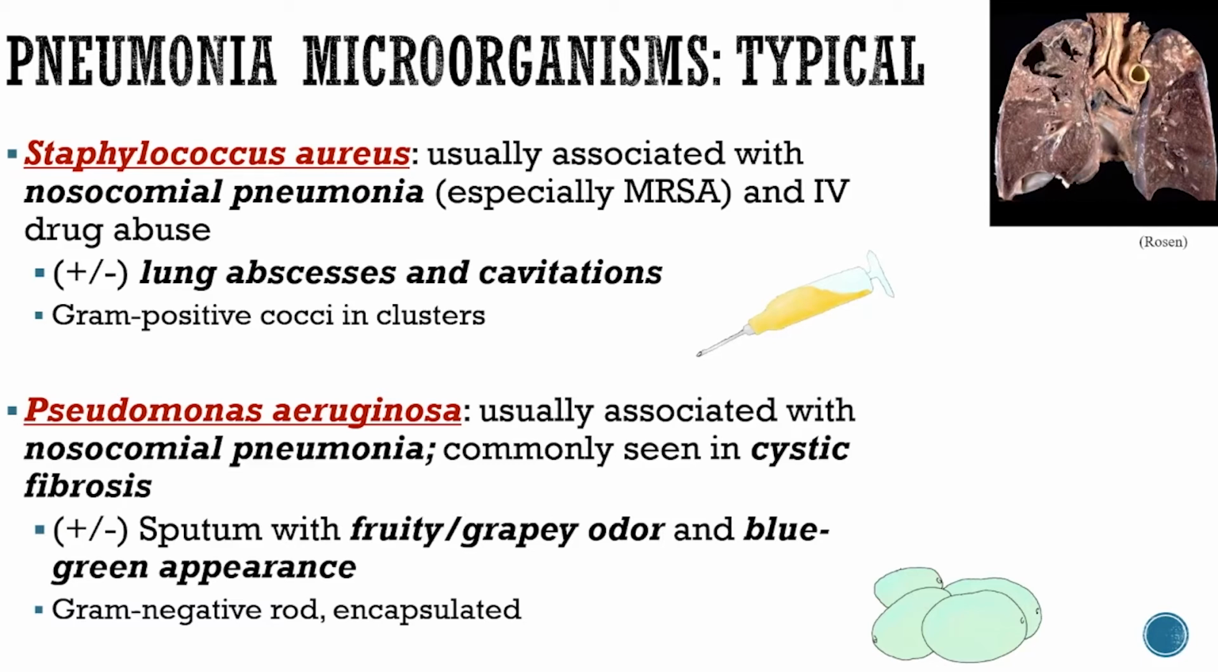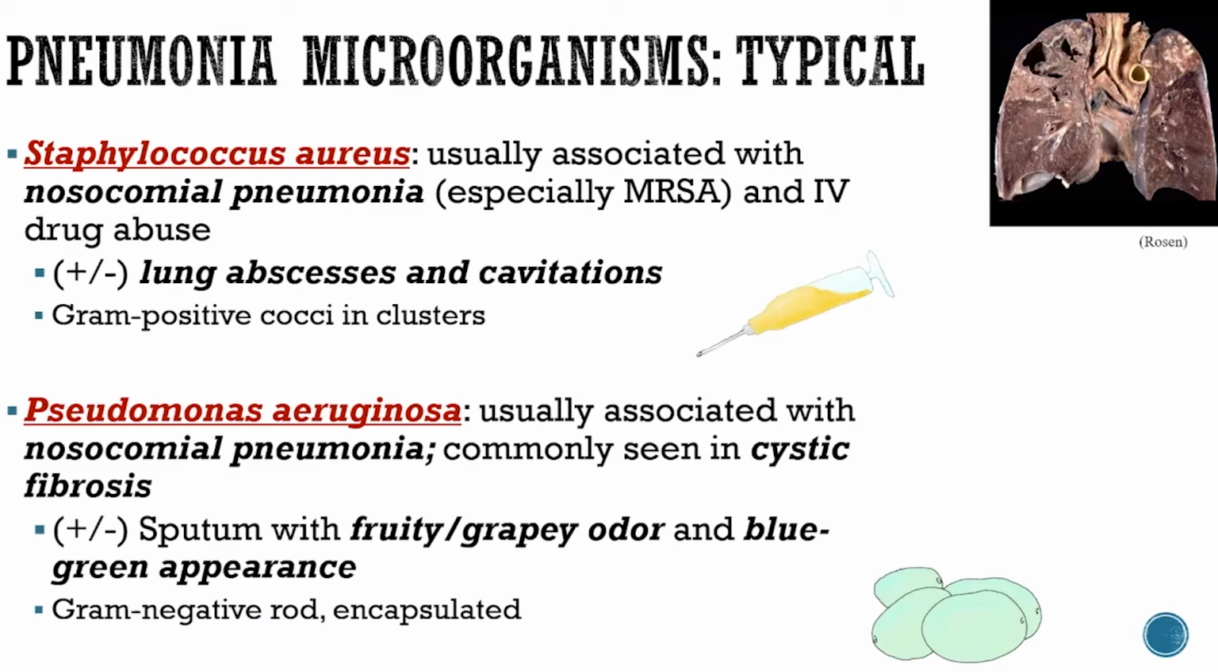Sometimes one of the things that we worry about with Staphylococcus aureus is that it may cause lung abscesses and cavitations. There are a few other organisms that can also cause that, but try to remember that Staphylococcus aureus is one of those pathogens that is often associated with pneumonic abscesses, or abscesses within the lungs. Pseudomonas aeruginosa is another nosocomial pathogen that can cause patients to be very sick.